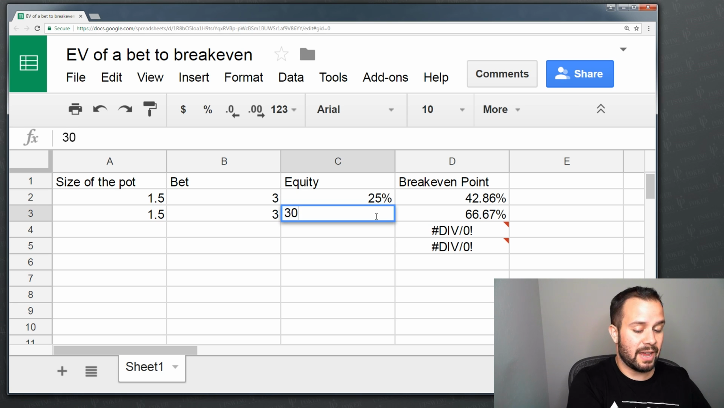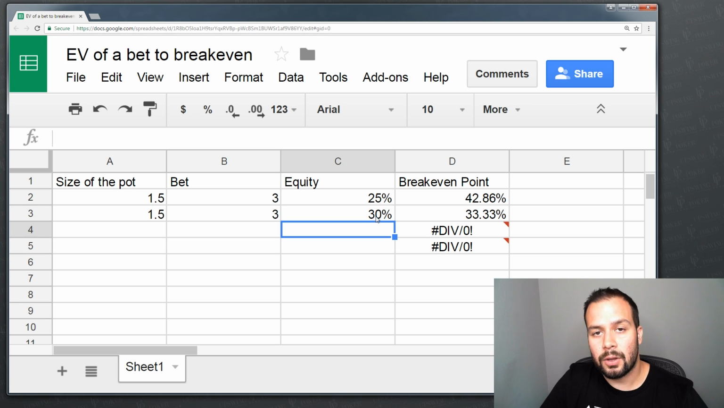So let's say, what if we had 30% equity? How would we do? Okay, cool. We notice there's a big inflection between 25 and 30% equity. If we have 30%, we're probably right around the margin. But if we have any less than that, chances are the hand we're picking to raise pre-flop is a little bit too weak.